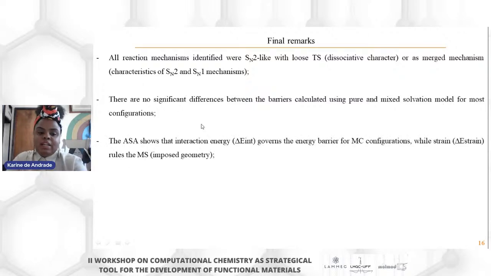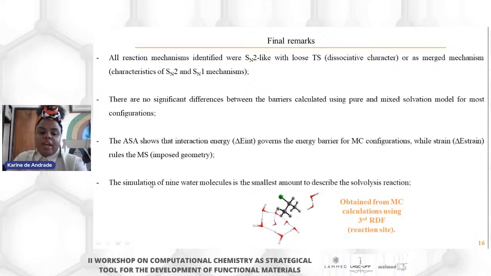And the activation strain analysis shows that the interaction energy, in particular the interaction between chloride and the leaving group, rules the energy barriers calculated for most Monte Carlo configurations, while the strain rules the microsolvation configuration, which we associate with the imposed geometry, which increases the water deformation. And finally, that the simulation of 9 water molecules is enough to describe an SN solvolysis reaction. And I want to highlight that these configurations were obtained from Monte Carlo calculations using the third RDF, which is calculated from the reaction site, the electrophilic carbon.